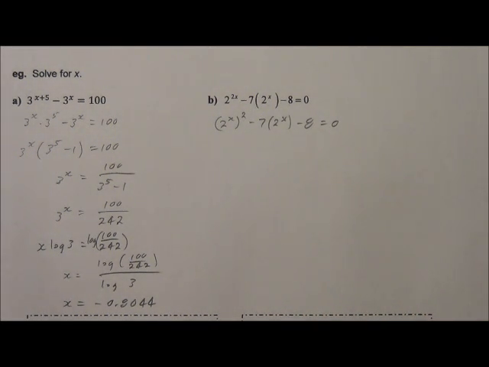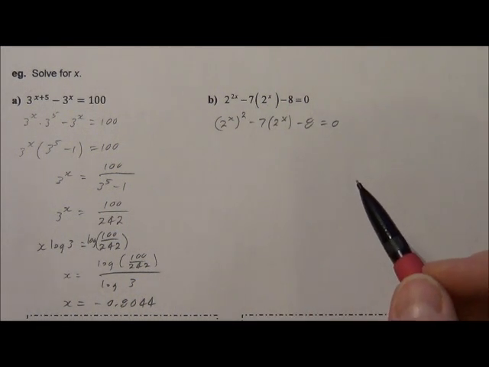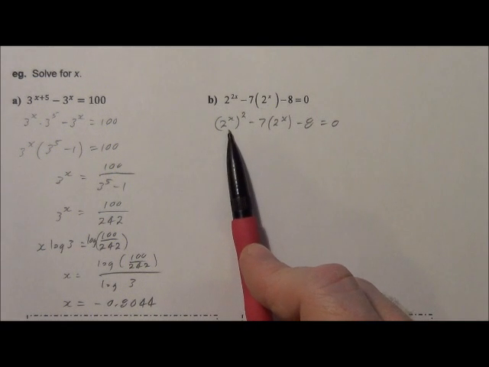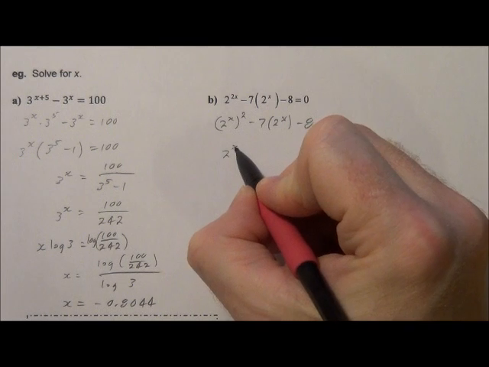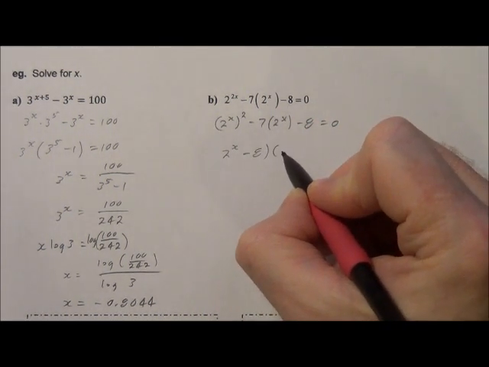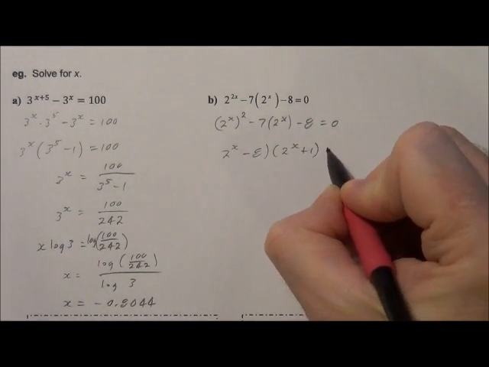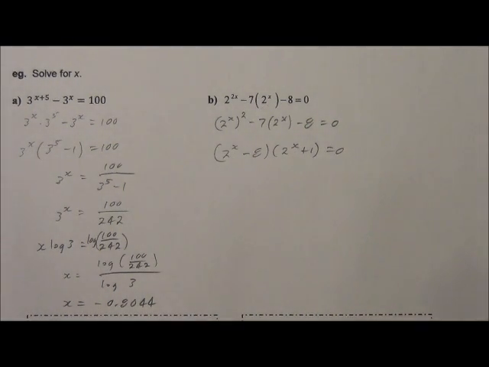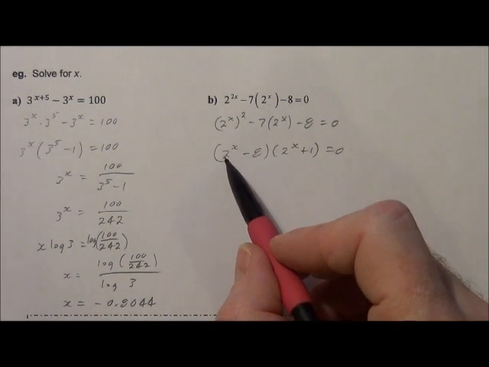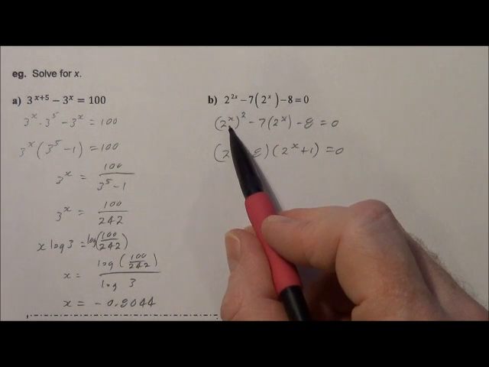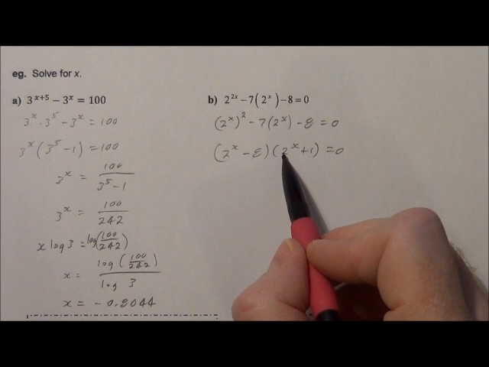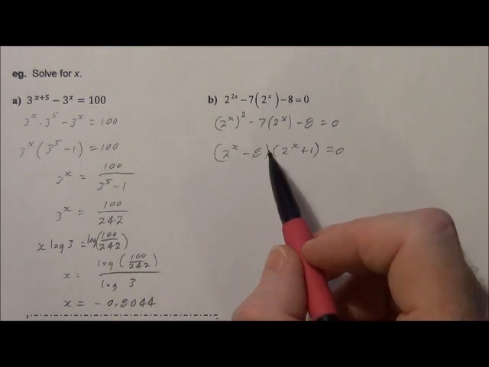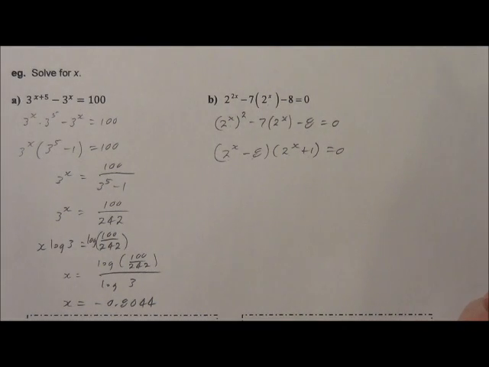So now we can just use sum across products to factor this. So suppose this is something like x squared minus 7x minus 8. We could solve this, so that would give 2 to the x minus 8 times 2 to the x plus 1. Because 2 to the x times 2 to the x gives us 2 to the x squared. 2 to the x times 1 minus 8 times 2 to the x gives us negative 7 times 2 to the x, and then negative 8 times positive 1 gives us negative 8.